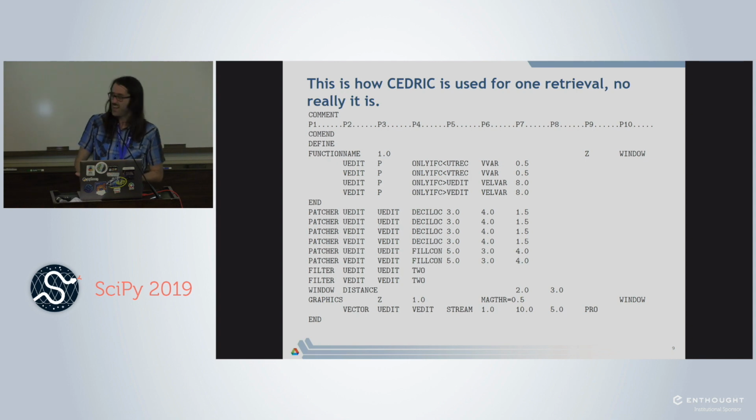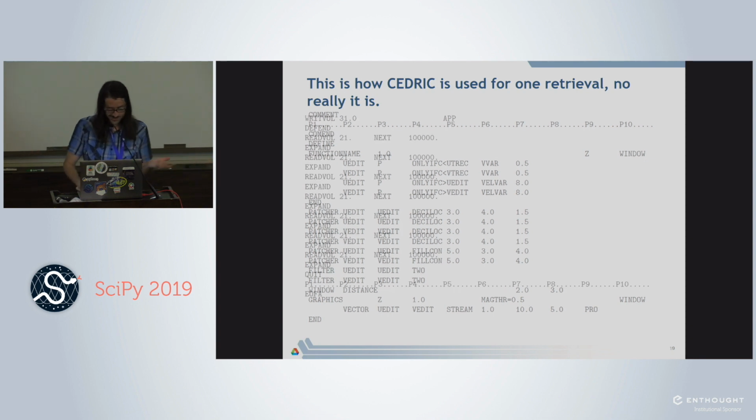And I'll just show an example of how hard CEDRIC is to use by showing one example script of how you input it. And I'm going to tell you immediately, I don't want to bother with this. It's like, what is patcher vedit decilock 3.0? Nobody cares. I don't want to do this.